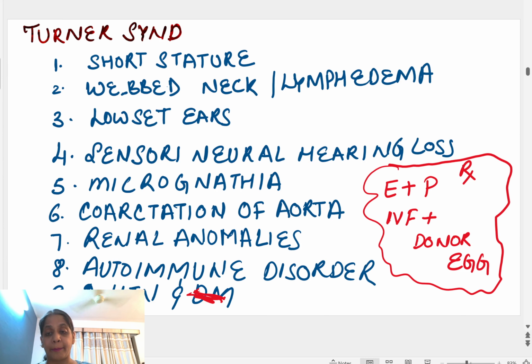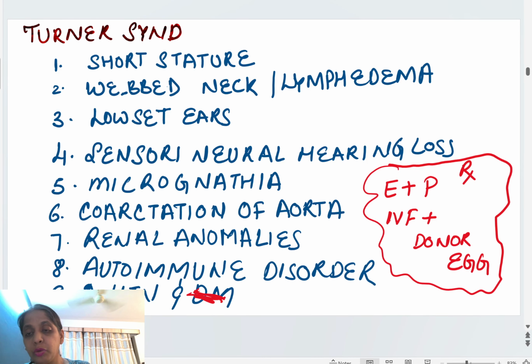Not much we can do, only that because these patients have low estrogen and progesterone, we are going to give them estrogen and progesterone. This will help the uterus to grow, and if they want to conceive, as their eggs are not working, they need to get donor eggs, and they need to get IVF done.